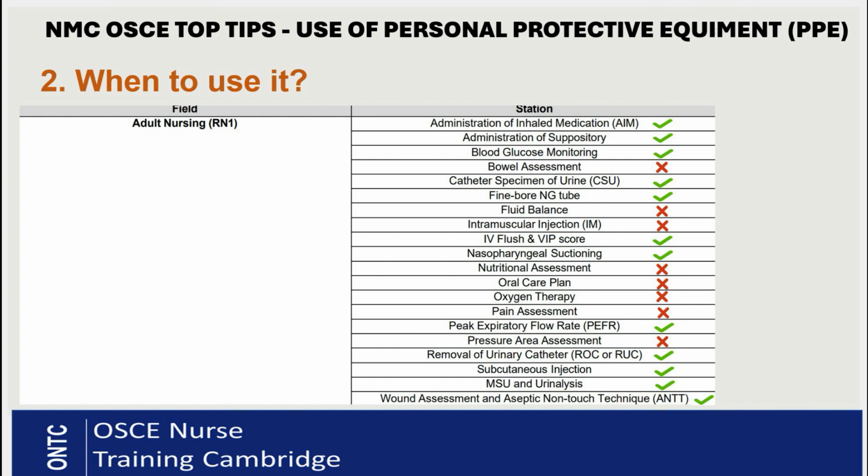So no. Next one is peak expiratory flow rate. Yes, for the peak flow, it wasn't part of the marking criteria, but it is now, as you actually carry out the peak flow on your patient, taking peak flow readings with gloves and apron on. So yes, you do need to wear it for that. Pressure area assessment next, no, because it's a written station. Next one is removal of urinary catheter.